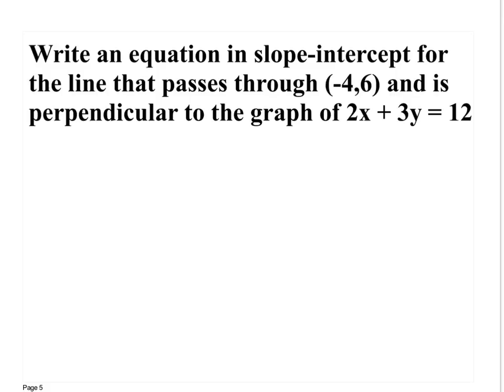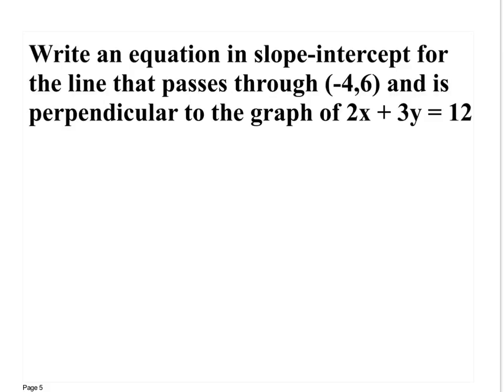Write an equation in slope-intercept form for the line that passes through negative 4, 6 and is perpendicular to the graph of 2x plus 3y equals 12. Now they give the equation of the line in standard form. Can I tell what the slope is just by looking at this? I can't, right? I don't know what the slope is. So what I've got to do is move this around.